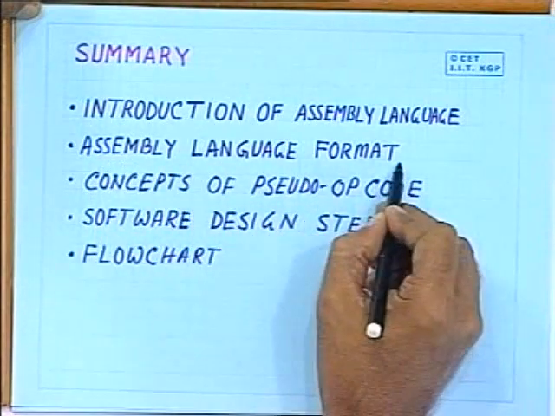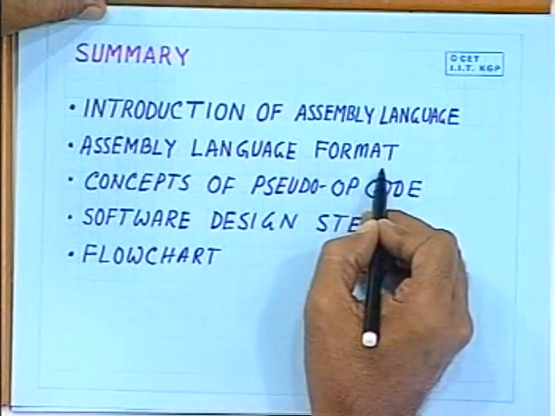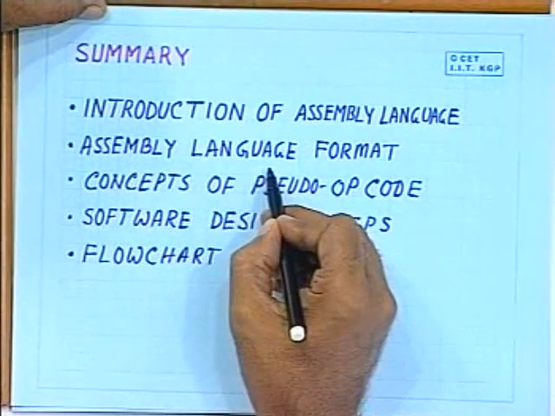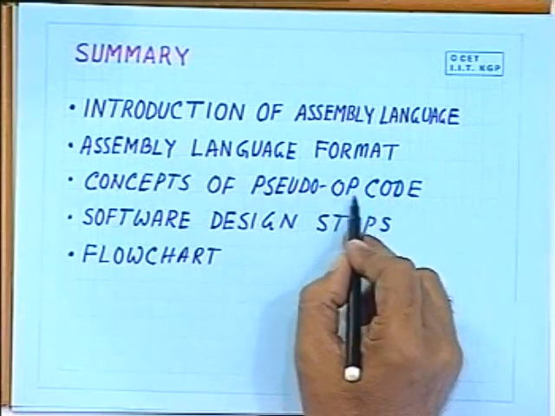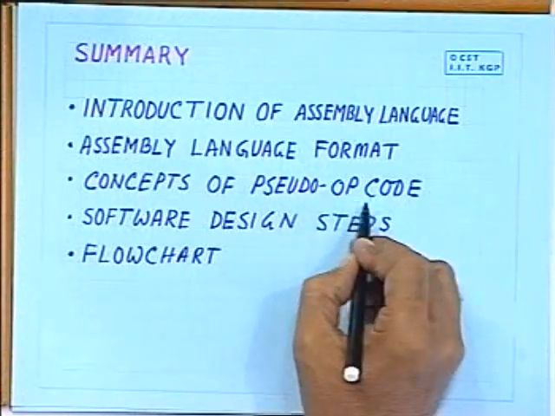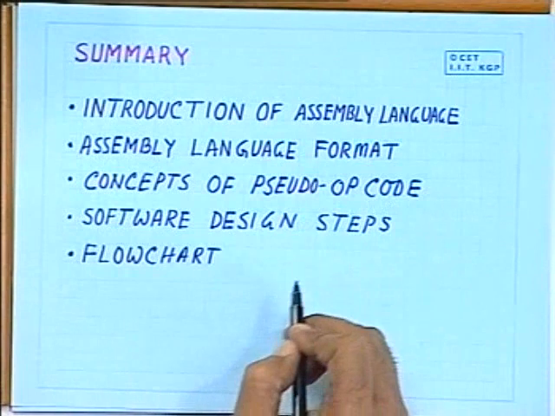Then we have discussed the assembly language format. Unless the program is written in a proper format, it will be difficult for the assembler to translate it to machine language. That's why you have to use the proper format for representing assembly language. We have also introduced the concept of pseudo opcodes. These pseudo opcodes, as I told, are essentially directives to the assembler. These are not really instructions of the processor, but they are used to give some directive to the assembler. For example, ORG, DB, these are the pseudo opcodes which have been introduced here.